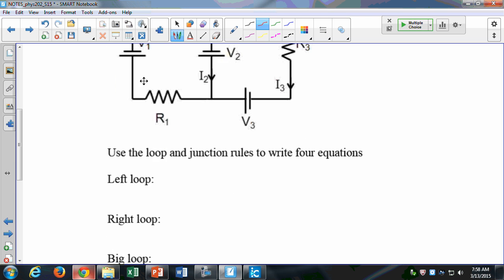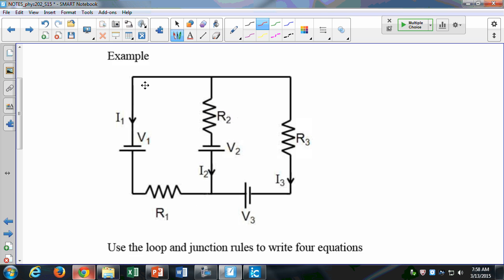All right, so we can write them. I'm going to write them here next to the circuit so we can see the circuit. I'll do the left loop first. Starting here, going here, here, and then coming back to here. That's going to be positive V1 minus I1 R1 minus V2 plus I2 R2.